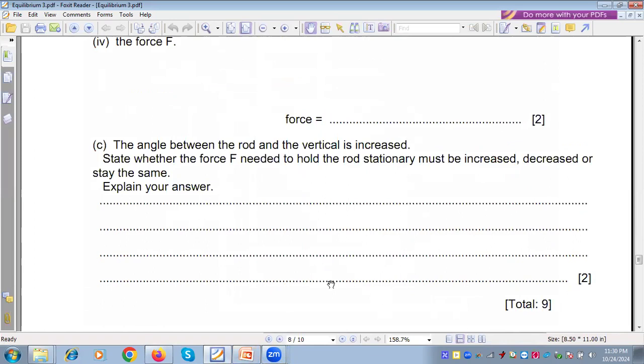So this is worth 2 marks, so 2 points are needed. What are the 2 points? The perpendicular distance decreases as the angle with the vertical is increased. So to keep the same moment, the force has to increase. F into D is the moment.